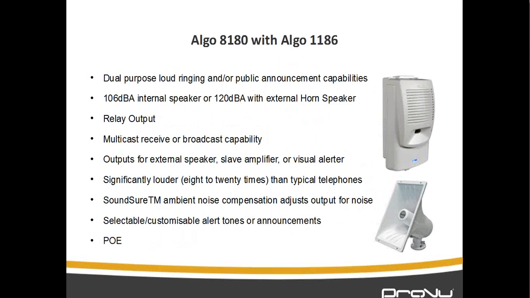We use it in our warehouse, and we have to reduce the volume because it is loud. If you do have a requirement to make it a bit louder, because you're installing it externally, then you can hook it up with a horn speaker, and that will give you 120 dBA. There are relay outputs which can be triggered, so you can connect it to a dry contact on an existing amplifier, and you can stream from it when the trigger happens. There is an output for external speakers, so you can potentially connect external speakers if you don't want to go for the Algo horn speaker, or maybe a slave amplifier or an actual visual alerter as well.